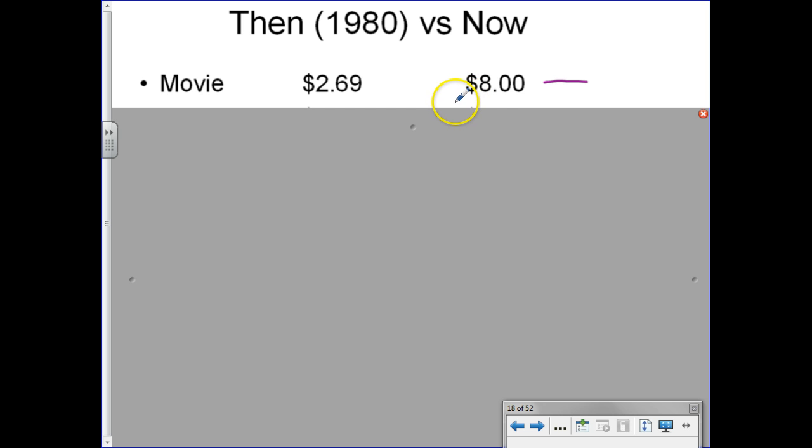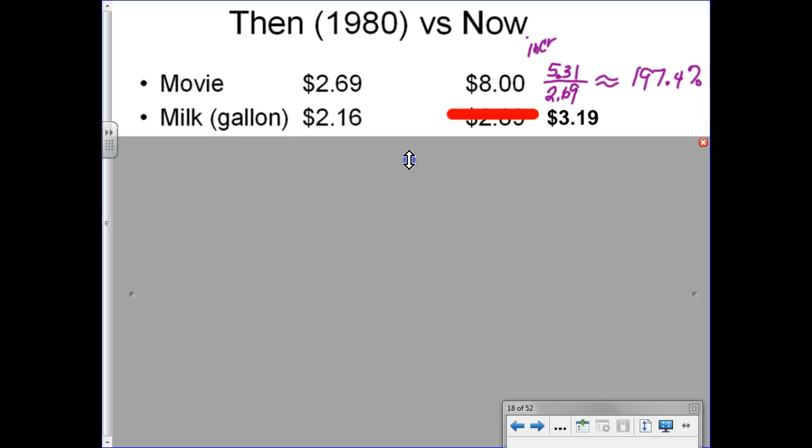All right, if I say around $8 for a movie ticket today compared to back then, the difference between these two, and again this is an increase because it went up, is $5.31. That's the difference when I subtract those two. Then you have to divide it by where you started, the 269. And when you do that, you get a decimal of 1.97. This will round to a percent of about 197.4%. Okay, so the increase is around 197.4%.